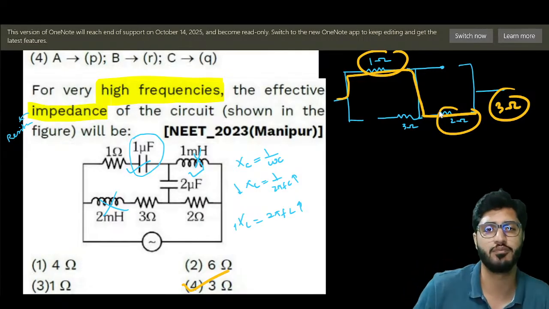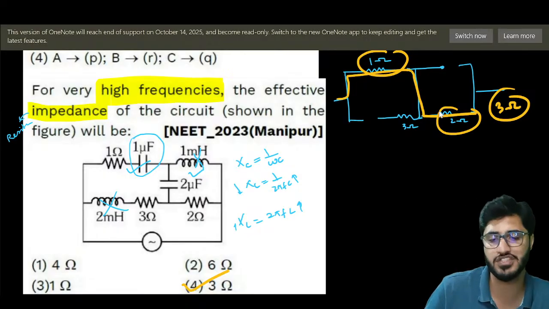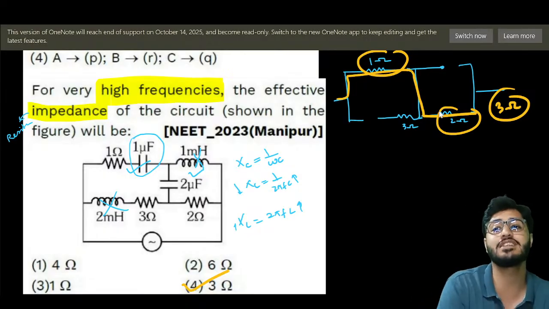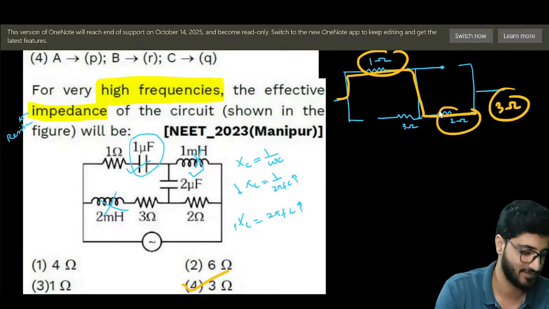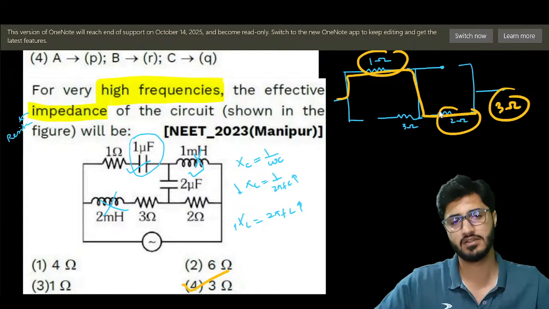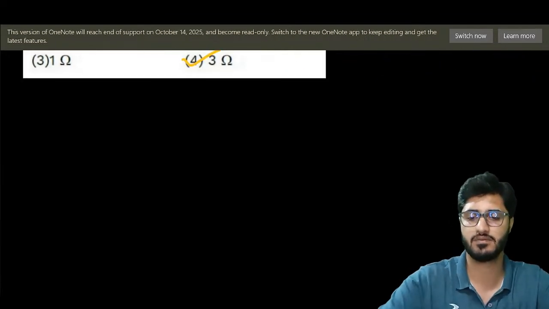I told you now, before that, I just gave you a very brief introduction. What can be the possibilities if we increase the frequency of my AC supply? Okay. Next numerical.